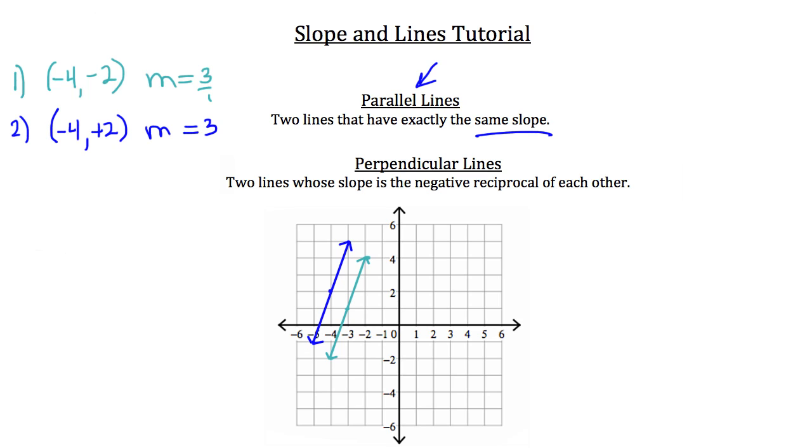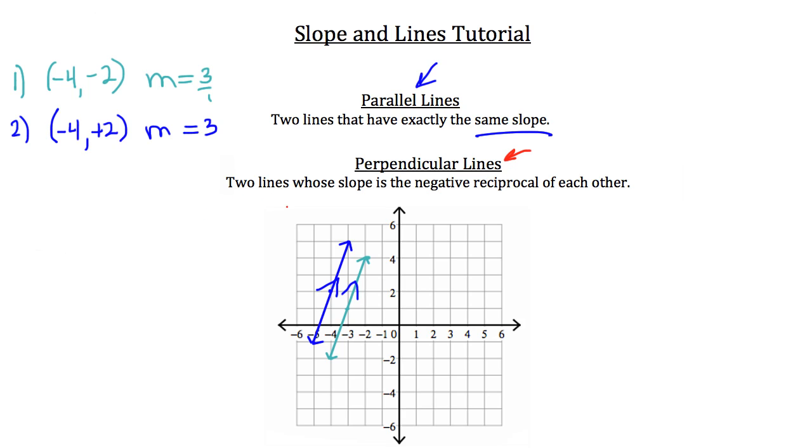What you can see with these two lines is that they started at different points of origin, but they had the same exact slope. So they must be parallel to each other, and they look like they're running exactly parallel to each other. They're never going to intersect. Now let's talk about perpendicular lines.